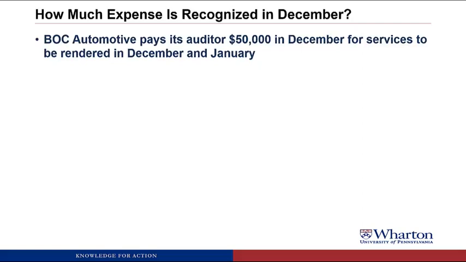BOC Automotive pays its auditor $50,000 in December for services to be rendered in December and January. The answer is $25,000 of expenses in December. Even though we paid $50,000 cash to the auditor in December, we're paying for work the auditor is going to give us in both December and January. We can only recognize the amount of work they've done in December as a cost and hence an expense. If we assume it's roughly divided between the 2 months, then half of $50,000 will be $25,000 of expenses. The other $25,000 will be expensed in January when the auditor provides the work for us then.